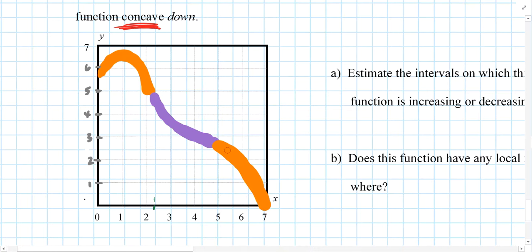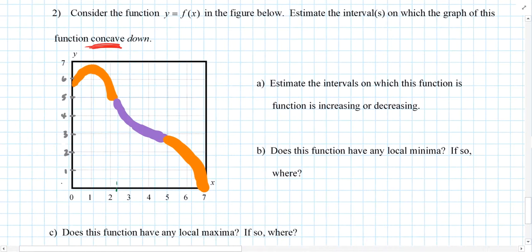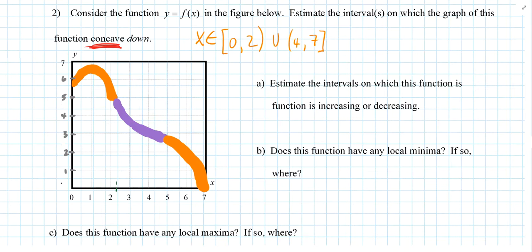And then here again, the graph starts to bend downward, and it's concave down across this section of the graph. So again, similar to increasing versus decreasing, we have portions of each within this graph. But if we were to answer the question, the interval on which the graph is concave down, I would say that on the interval from 0 to 2 and from 4 to 7, we have a graph that's concave down.